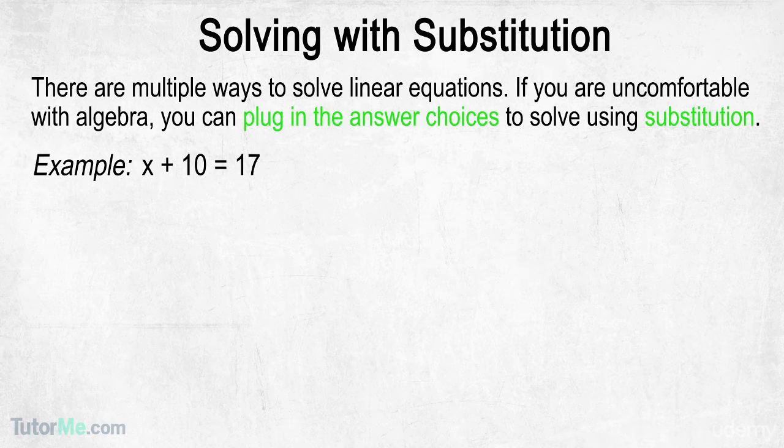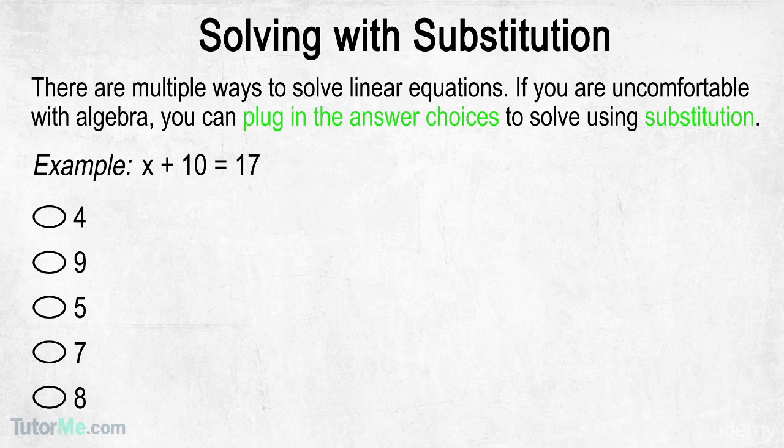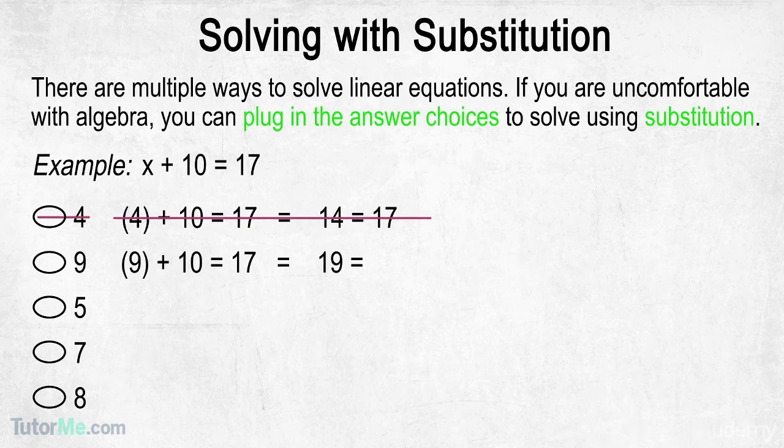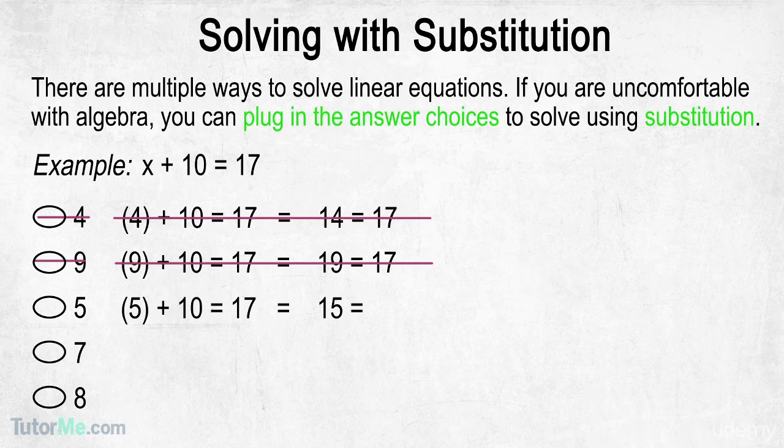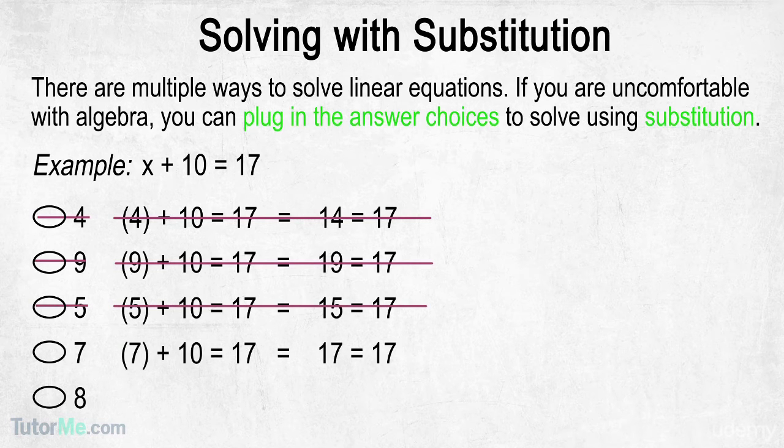So instead of taking the time to operate on the problem, we can just plug in the answer choices and see which one works. Plugging in 4 gets us 14 equals 17, which isn't true. 9 gets us 19 equals 17, which isn't true. 5 gets us 15 equals 17, which isn't true. And 7 gets us 17 equals 17, which is correct. So you can see how substitution can be a helpful strategy to solve linear equations.